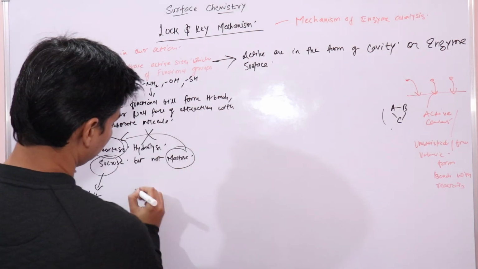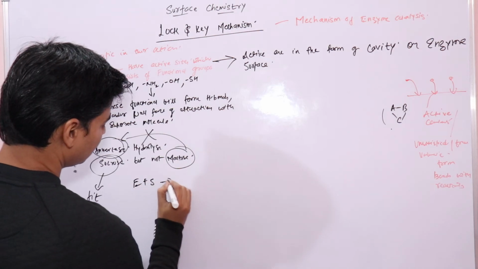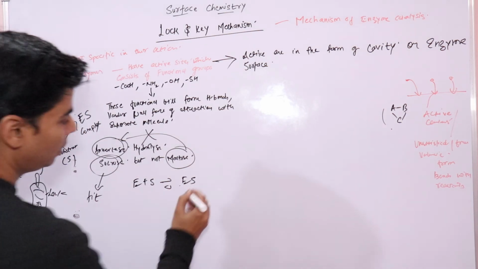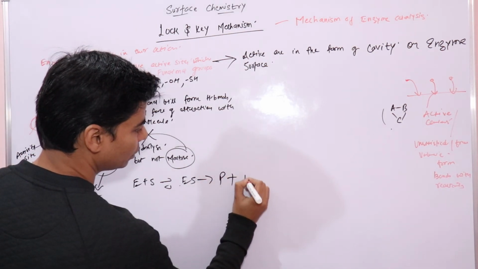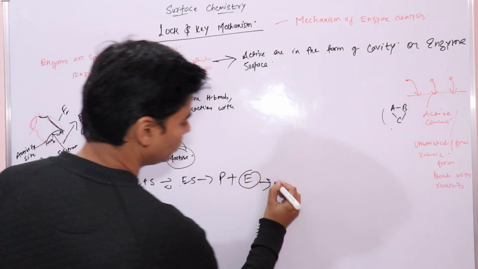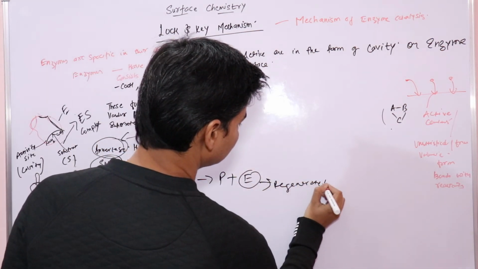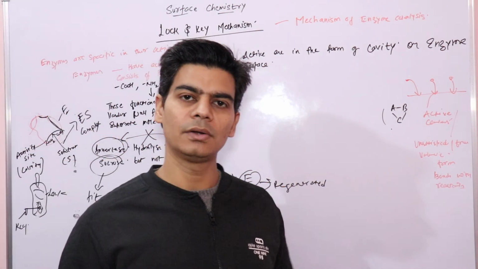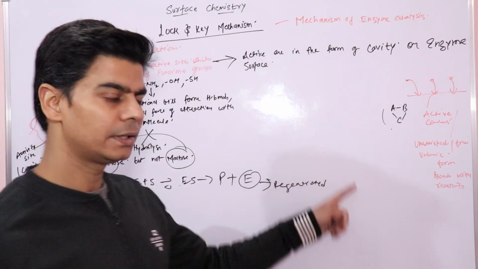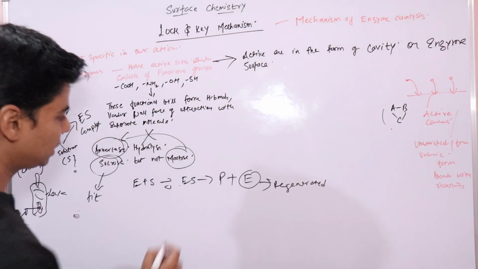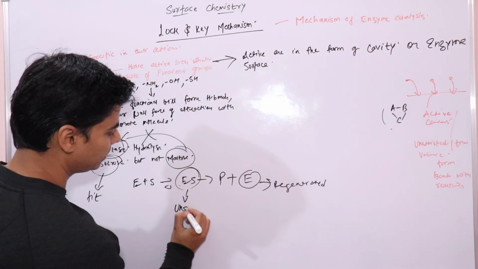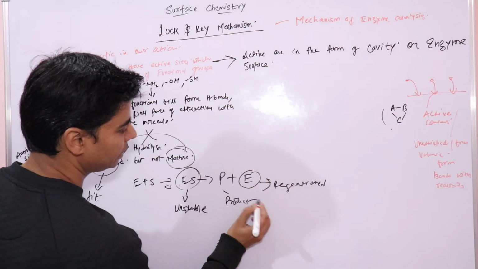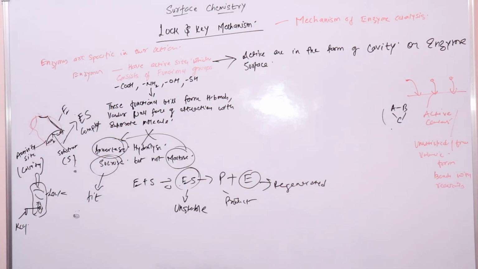So it forms the enzyme substrate complex, which will decompose into product, and your enzyme would be regenerated. It is the same as any other catalyst that gets regenerated at the end of the reaction. So enzymes are also regenerated at the end of the reaction, because the enzyme substrate complex that gets formed is unstable, and it will decompose to give you product and regenerate your enzyme, right?